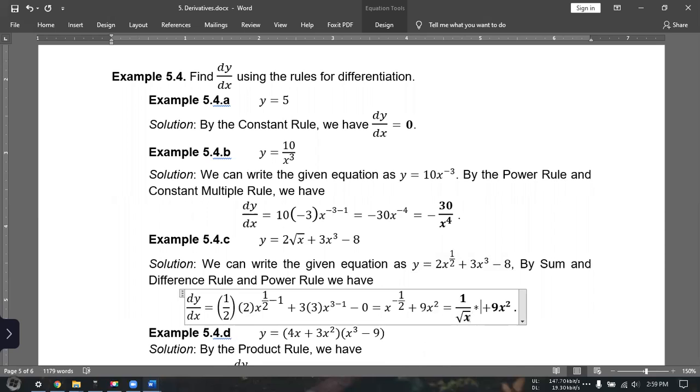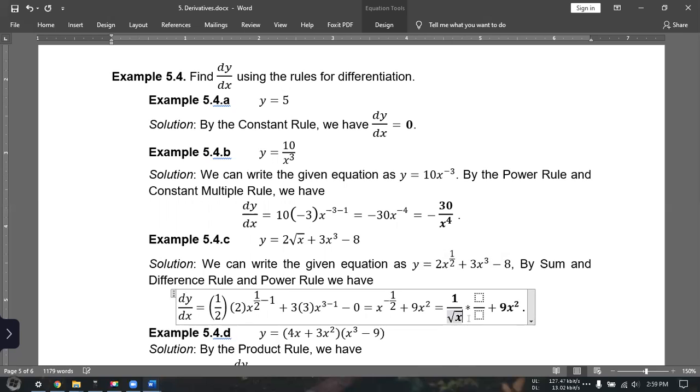And then I told you last time that we can't have a solution with radicals in denominators. Radical expression or radical terms in denominators. So we need to rationalize this. We have to multiply our numerator and denominator. So we have now the final answer.